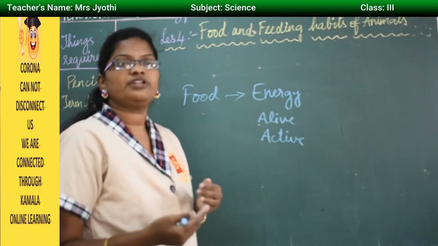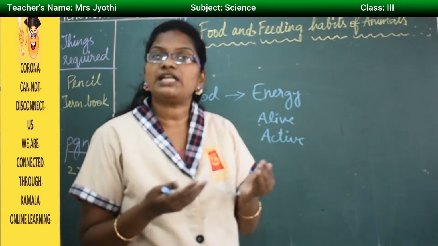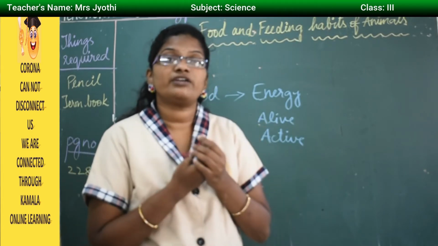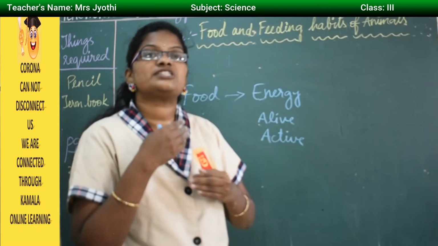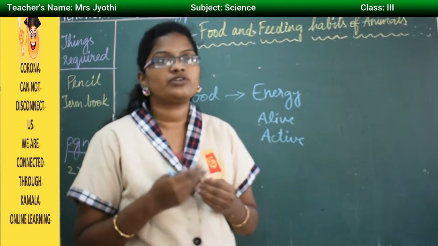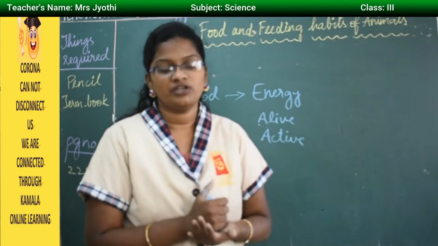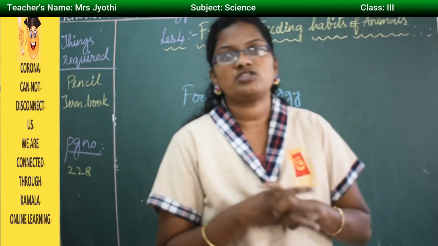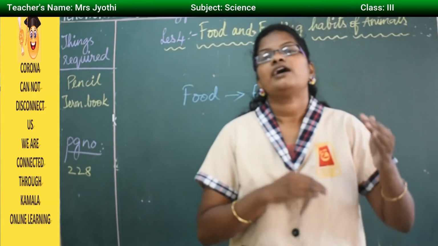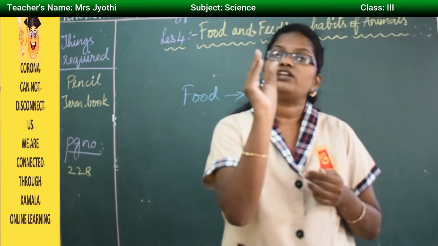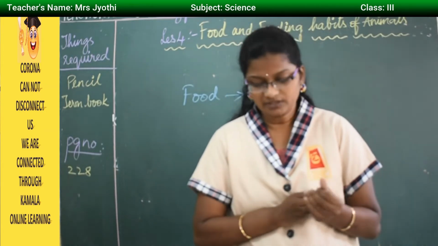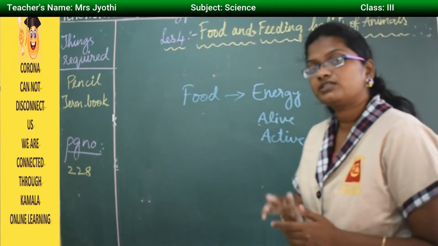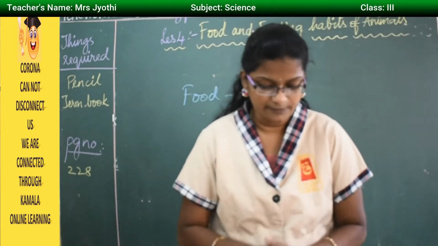In the morning we eat breakfast. In the afternoon, if we skip lunch, by evening we feel very weak. We will not have that much energy. So to stay active, we have to frequently take a little portion of food. Eating 3 times a day with a full quantity of food is not good for health. At least 5 to 6 times you have to eat a very little portion of food. That helps you to stay alive and active, and it gives us energy.